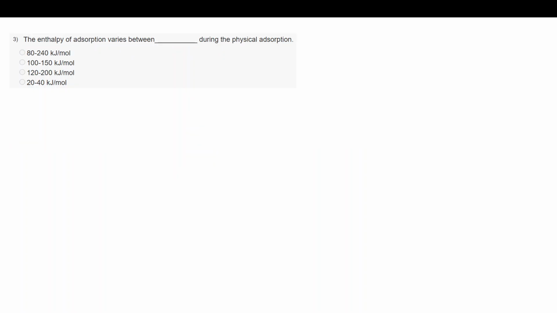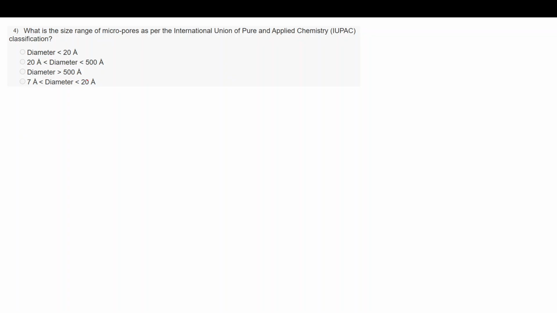Next is, the enthalpy of adsorption varies between dash during physical adsorption. So physical adsorption is 20 to 40 kilojoule per mole. Very low, correct. So it usually involves very low adsorption energies, right? So it is 20 to 40. Next is, what is the size range of micropores as per IUPAC classification? Diameter less than 20 Angstrom.